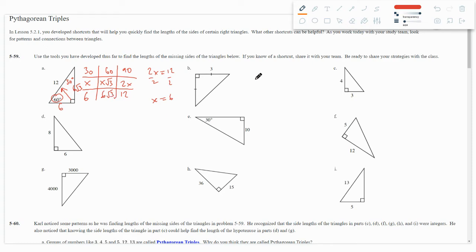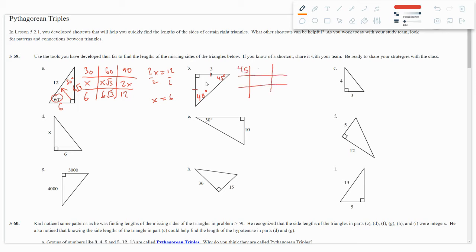Okay, going on to part B. This time we have a 3, but we notice there's a little tick mark here and a tick mark here. This means that it's an isosceles right triangle. And the angle measures for an isosceles right triangle outside of the right angle are that both of these are going to be 45 degrees. So this is another example of a 45, 45, 90 triangle.